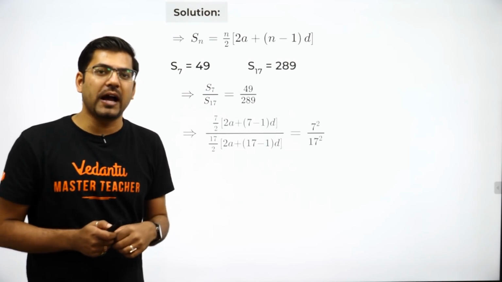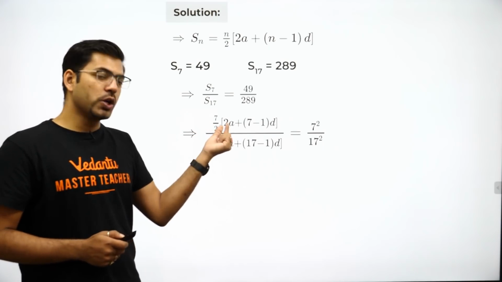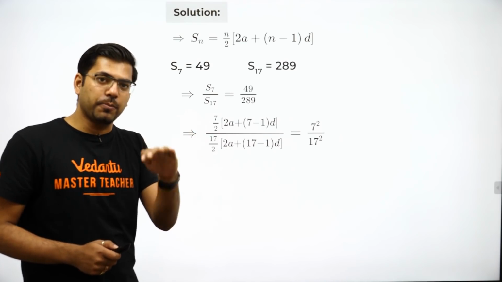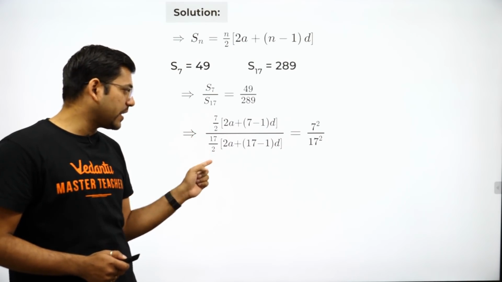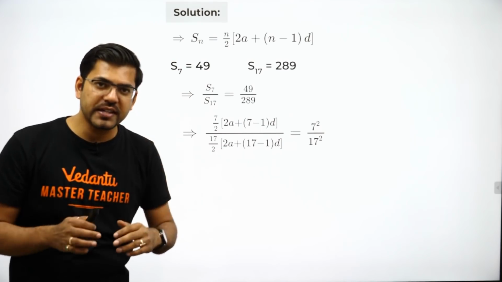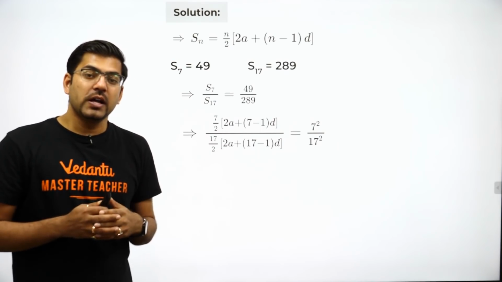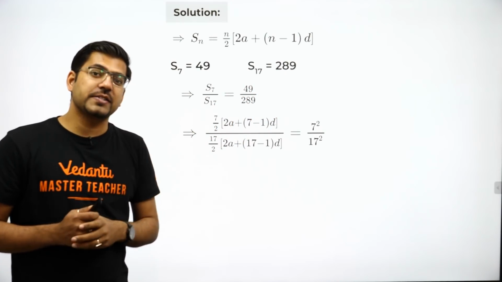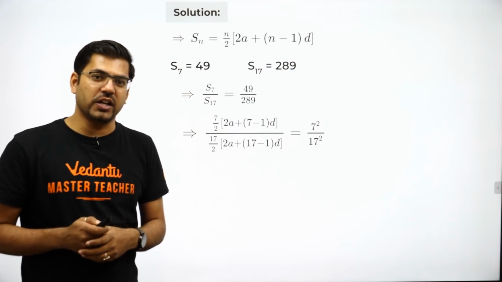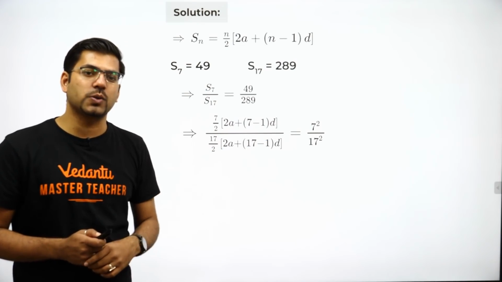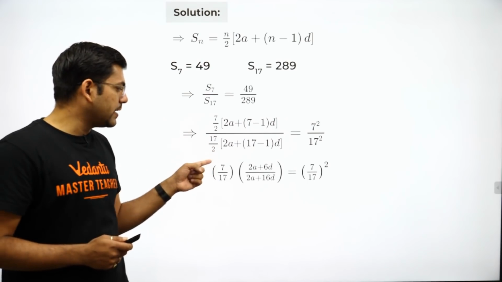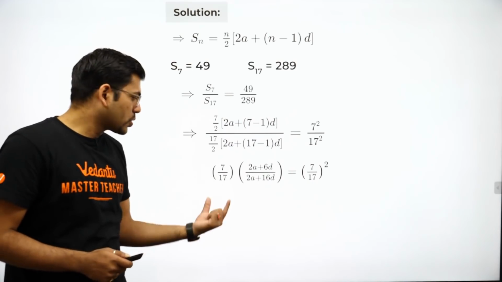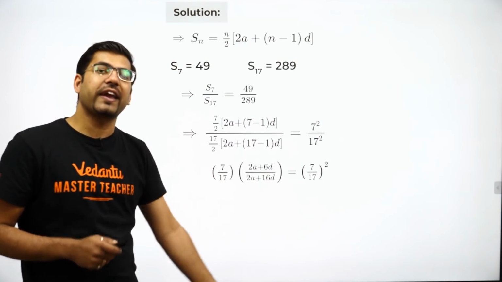So dividing both of them, I'll get 7 divided by 2 into 2a plus 7 minus 1 into d. In place of n, everywhere I'll put 7. And here in the denominator, 17 by 2 into 2a plus 17 minus 1 into d is equal to, see here, 49 upon 289. You must be able to recognize that 49 is the square of 7 and 289 is the square of 17. So that is 7 by 17 whole square. Now the next step, 2 and 2 got cancelled and we have 7 divided by 17, and here 7 divided by 17 whole square. So one factor here and here it is squared. So they will cancel each other.